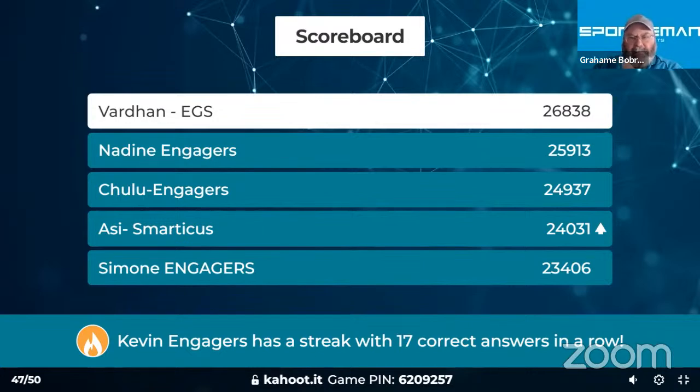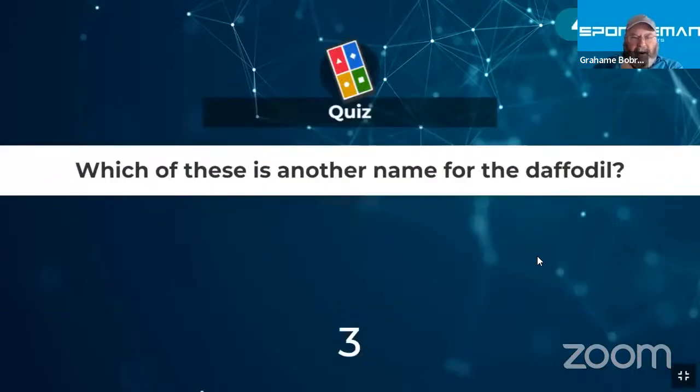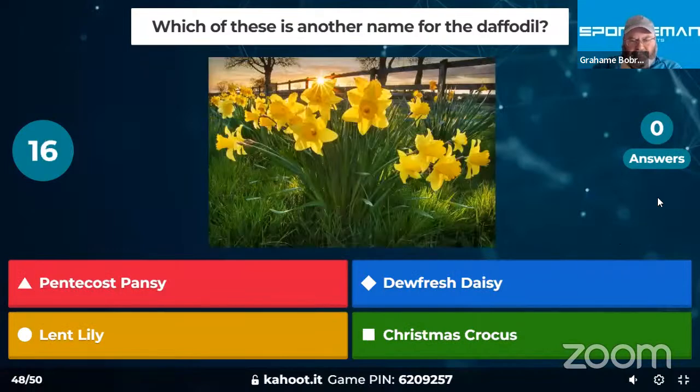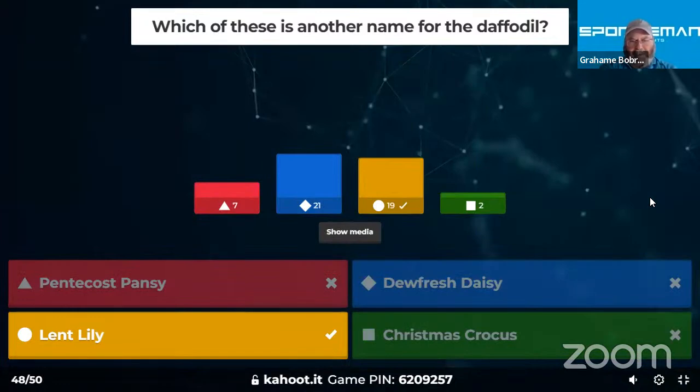48 of 50. Which of these is another name for the daffodil? I had a feeling this would split everybody up here. Correct answer is the Lent Lily. And I feel that this has done some damage on the leaderboard. Let's see if I'm right.